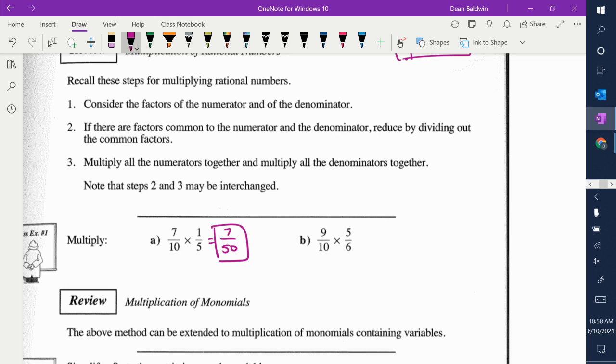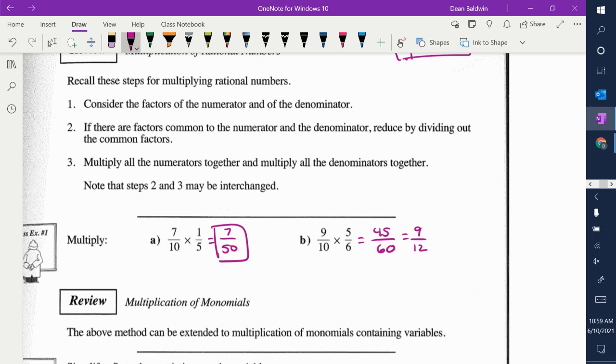If I'm doing 9 over 10 times 5 over 6, a couple different ways you can do it. 9 times 5 is 45. 10 times 6 is 60. What do you always have to do with fractions? Reduce them, exactly. What goes into 45 and 60? 5. 5 goes into 45. 5 goes into 60.